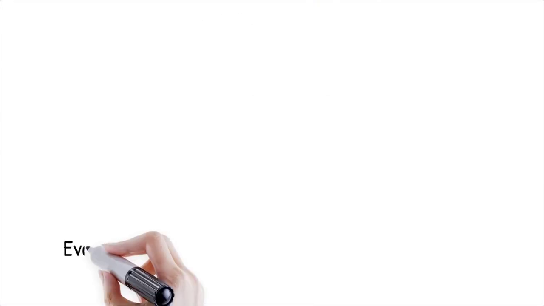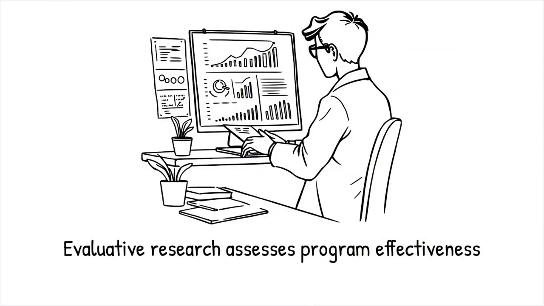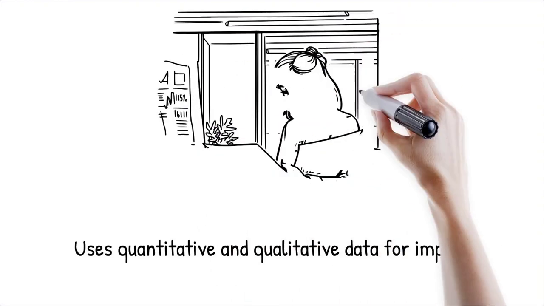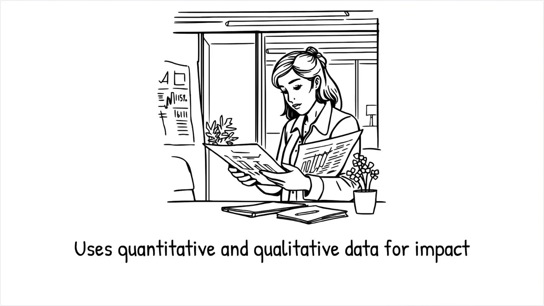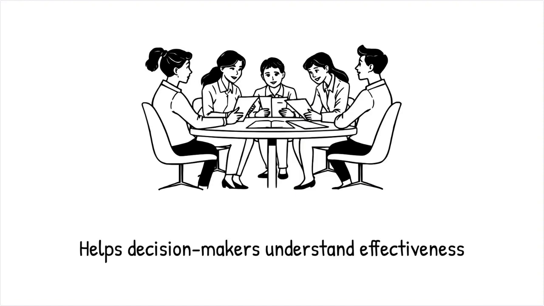Evaluative research is designed to assess the effectiveness of programs, policies, or practices by systematically measuring outcomes against set objectives. This method involves both quantitative and qualitative data to determine the impact and identify areas for improvement. It helps decision-makers understand what works, what doesn't, and why. Choosing the right research method depends on the research objectives, the nature of the data, and the available resources, ensuring that the approach aligns with the goals of the study.